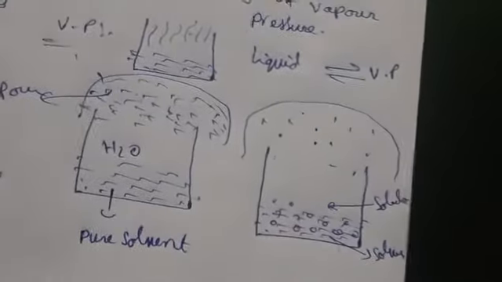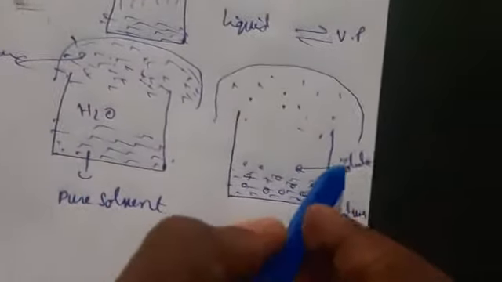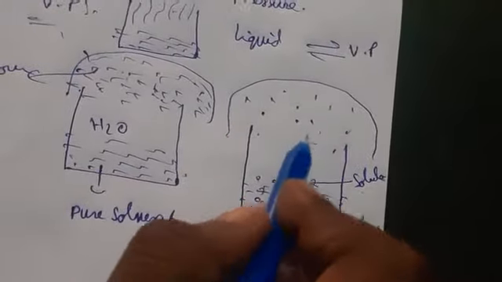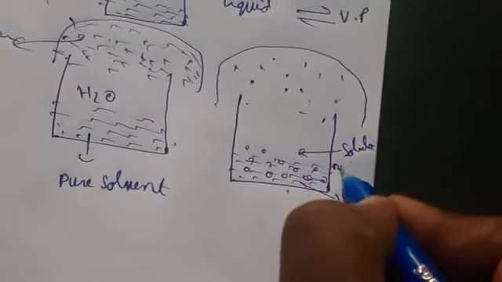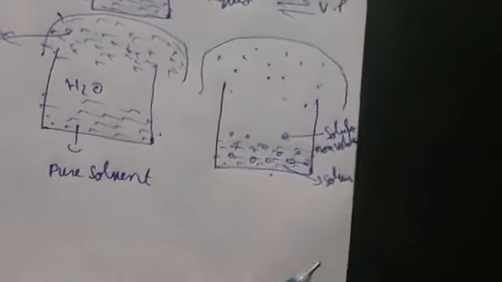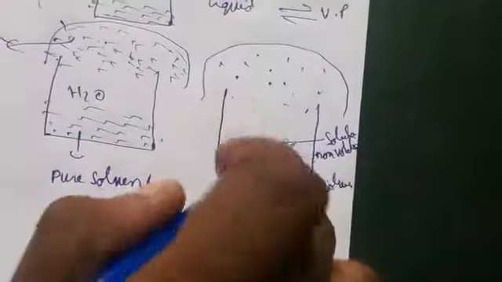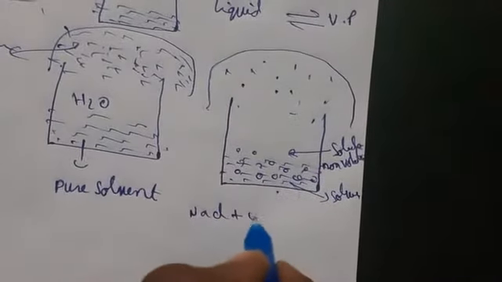Okay, if you have observed here, the vapor molecules are more compared to here. What is happening when you add this non-volatile solute to water? This is a non-volatile solute which cannot evaporate easily. For example, I have taken NaCl plus water.